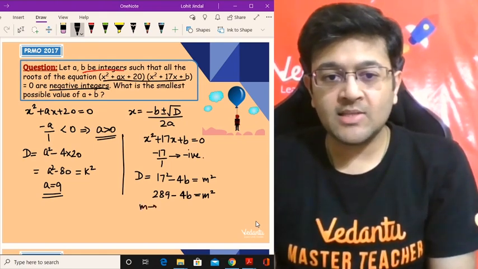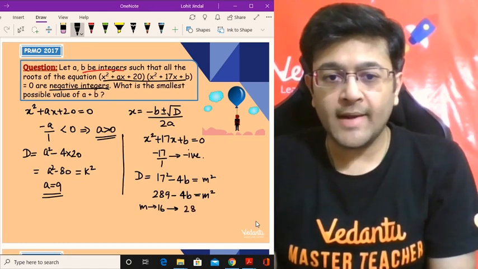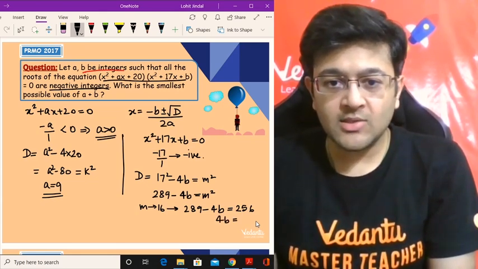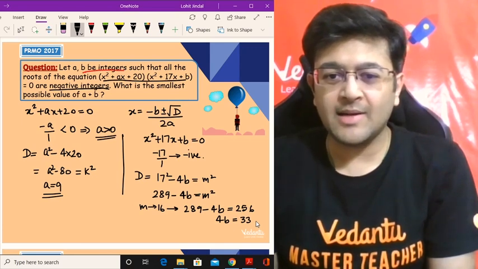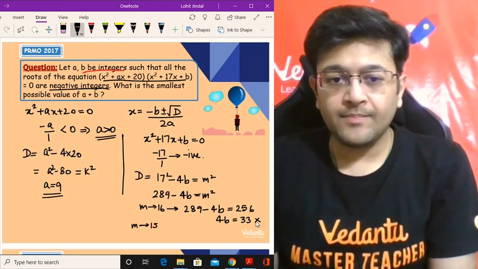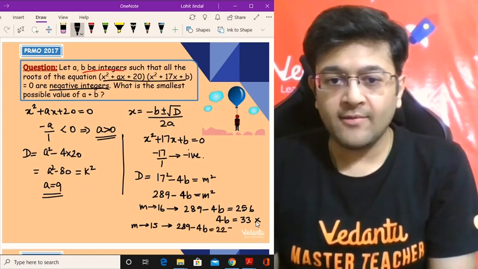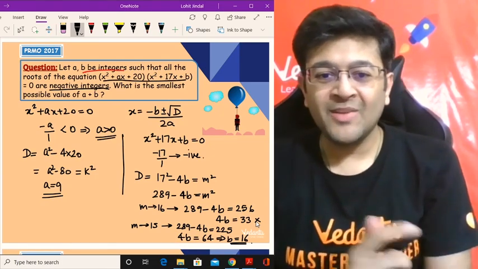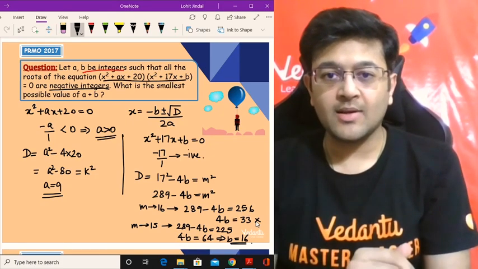So if m is 16, you will see 289 minus 4b is equal to 256. So you will get 4b is equal to how much? 33. So then b will not be an integer, right? So this is not what we want. So then let's check for m is equal to 15. 289 minus 4b is equal to 225. Yes. So we are getting 4b is equal to 64. So we get the value of b as 16, right? So this is the minimum value of b, for which 289 minus 4b is a perfect square, right?